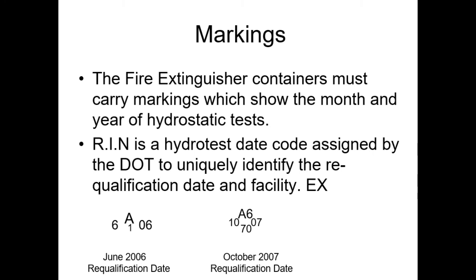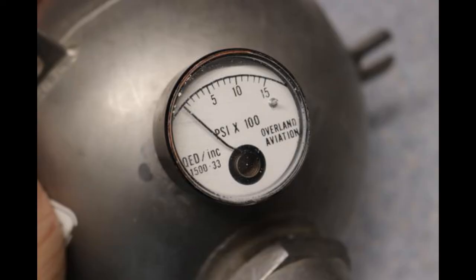So here you see a couple examples. 6, then we have an A over a 106. So the date here is 6, June of 06. And there on the right you see 1007, October 2007 would be that requalification date.